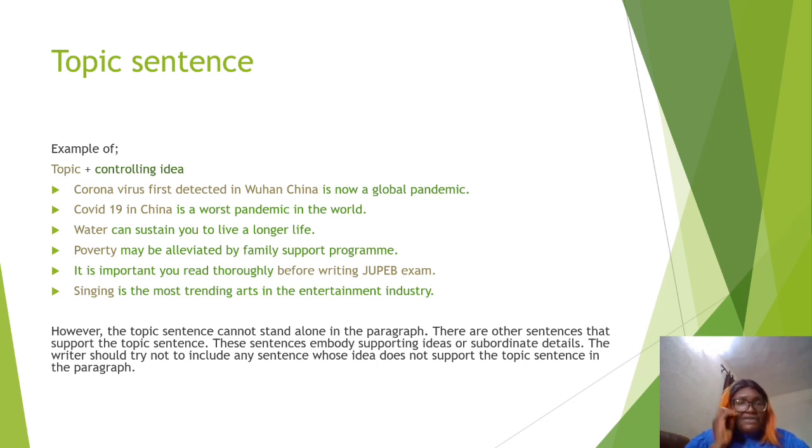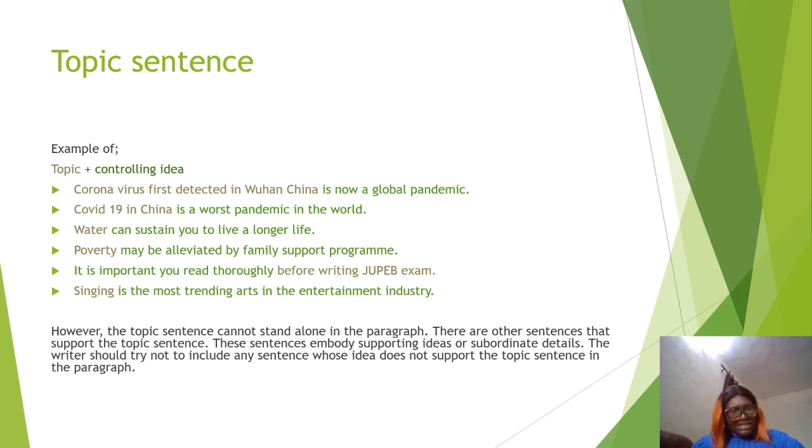Example number 2, we have COVID-19 in China is the worst pandemic in the world. Water can sustain you to live a longer life. Poverty may be alleviated by family support program. Now look at poverty is a topic sentence, right? May be alleviated by family support program. Now everything, this controlling idea is the idea that will inform every other point that you will be writing to support this topic sentence. The next one, it is important you read thoroughly before writing JUPEB exam.